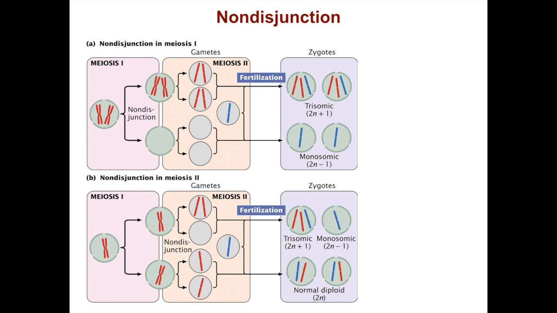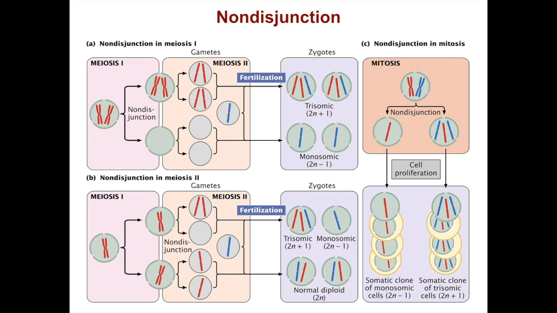If the nondisjunction occurred in meiosis 2, the homologous chromosomes separated properly during anaphase 1 of meiosis 1, but in meiosis 2, you have a disruption in anaphase 2 that leads, for example, in this case, one gamete to get 2 haploid copies, whereas another gamete gets none, and then 2 of those are normal. So when these gametes are fertilized, you get both trisomic and monosomic zygotes, as well as normal diploid zygotes.